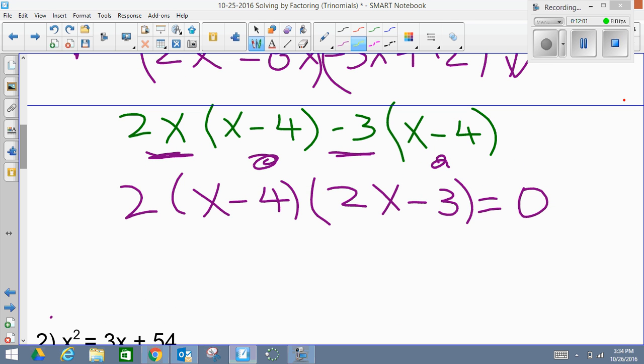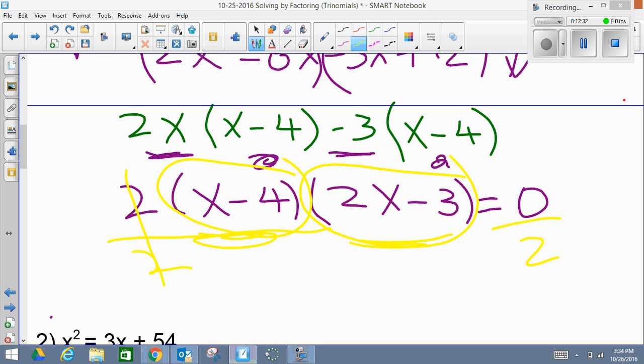I have 2 times x minus 4 times 2x minus 3. But how many factors do I have that hold an x? I only have 2 factors that have an x. So those are the factors that will give me a value of x. At this point, I can get rid of the 2 simply by dividing both sides by 2. 2 divided by 2 cancels out, and I'm going to have my parentheses remaining, and on the other side, 0 divided by 2 is equal to 0.